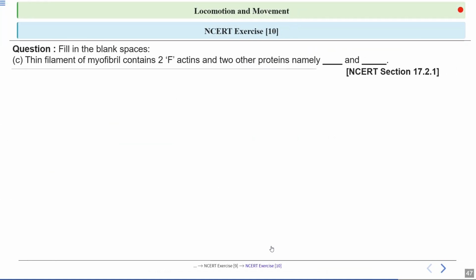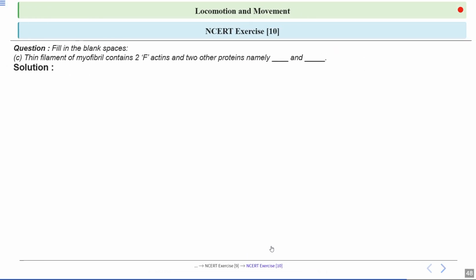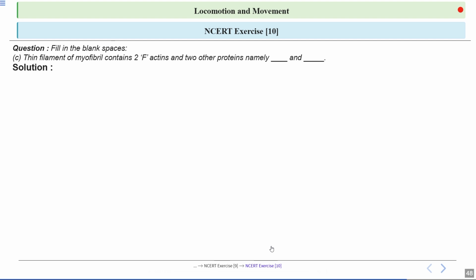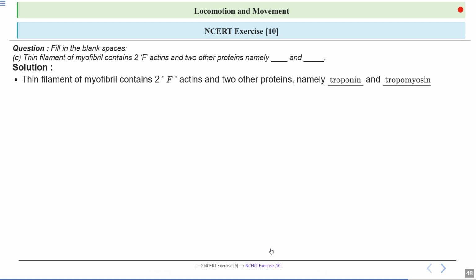Now this is statement C, and it is: the thin filament of myofibril contains two F actins and two other proteins, namely dash and dash. So the thin filament is actin, which we already learned about. Actin is a key part of how our muscles contract and relax. Let's see the answer in detail.